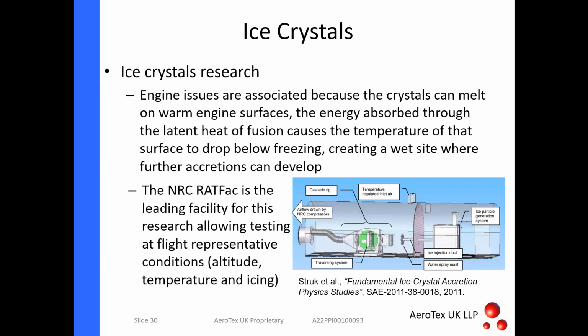So one of the main facilities is the NRC RATFAC, which is in Ottawa in Canada, where they've got a good system of producing ice crystals, and they've got in this part of the test chamber a water spray mist, and then they've got a simple contraction here where they can test parts of engines. This is still small scale, but very useful for testing parts of the engine, because it can also be pressurized to altitude conditions.